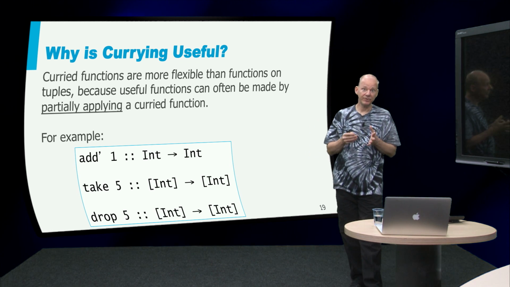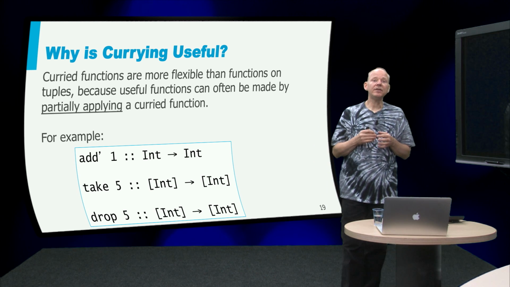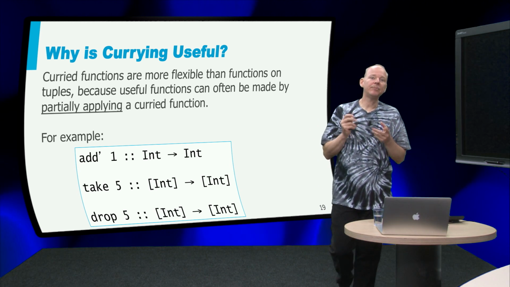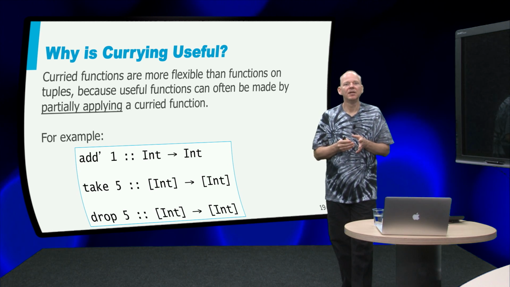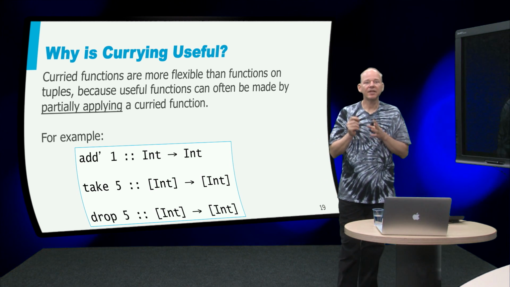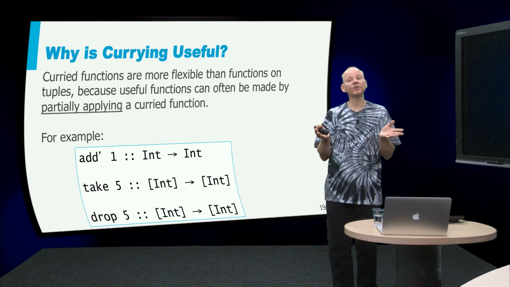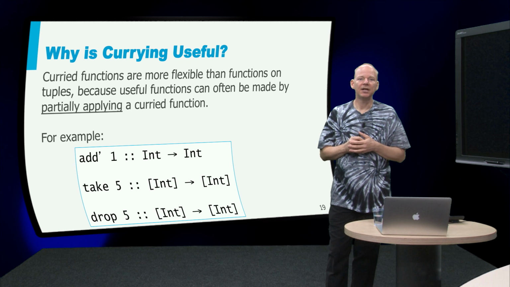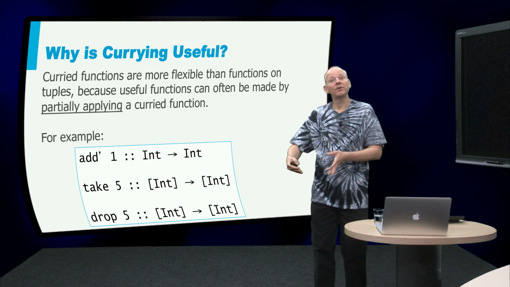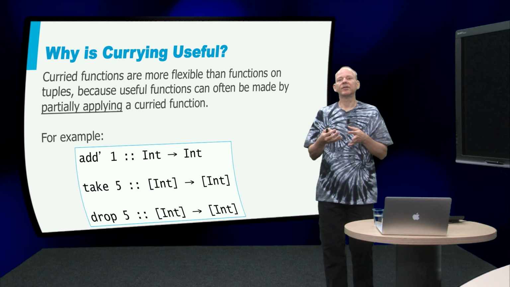For example, if we have this function add prime that was defined in a curried way, we can define a function that increments a value with 1 by partially applying add prime to 1. So if we look at the type there, add prime 1 is a function that takes an integer and returns another integer. When we will talk about lists in a future lecture, we will see that there are many functions that transform lists into other lists, and most of these functions are also defined in a curried form.